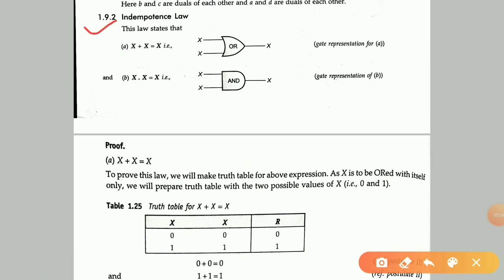The second law, that is the idempotence law. Idempotence is a word which means same. So there are two laws. First law, x plus x equals x, and x dot x equals x.